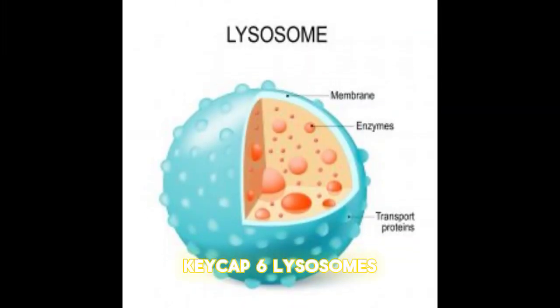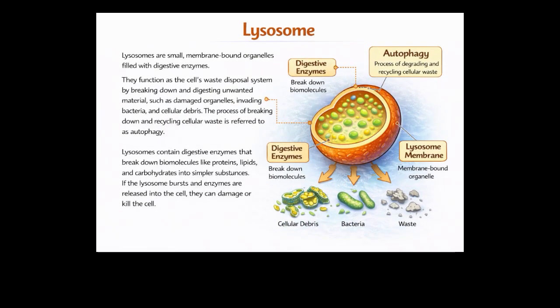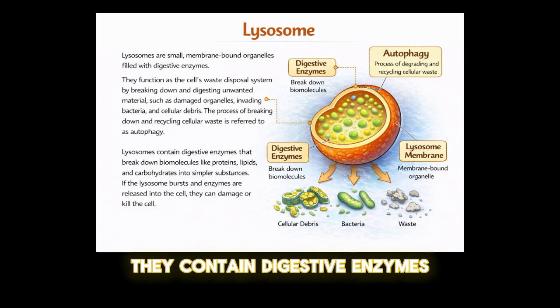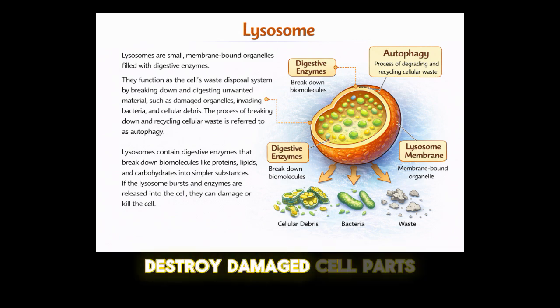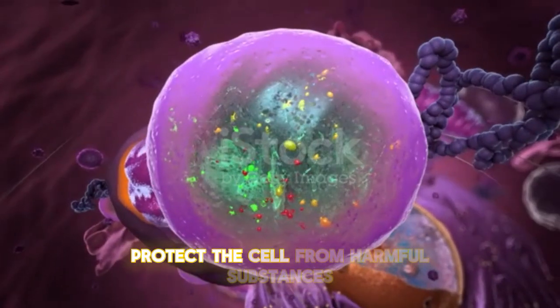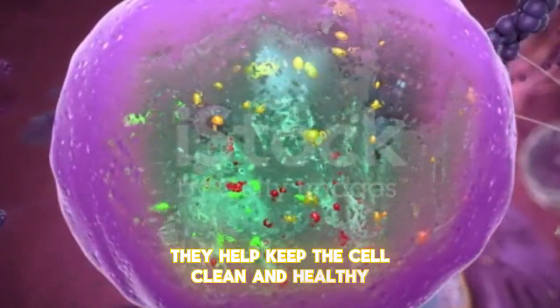Lysosomes. Lysosomes are called the suicide bags of the cell. They contain digestive enzymes. Functions: break down waste materials, destroy damaged cell parts, protect the cell from harmful substances. They help keep the cell clean and healthy.